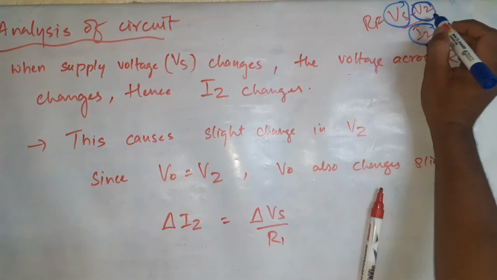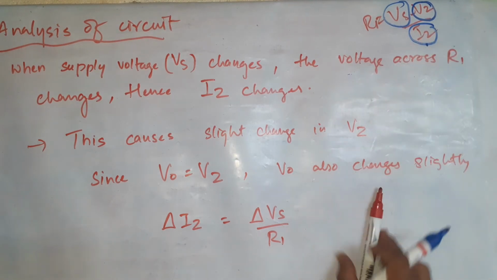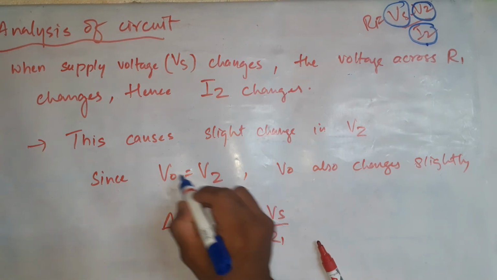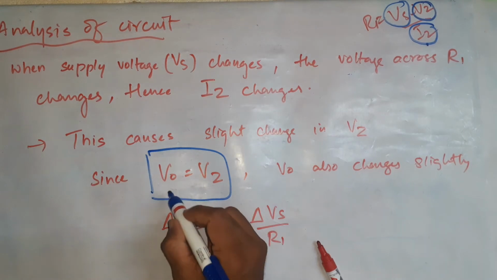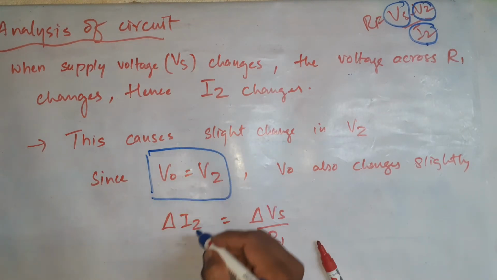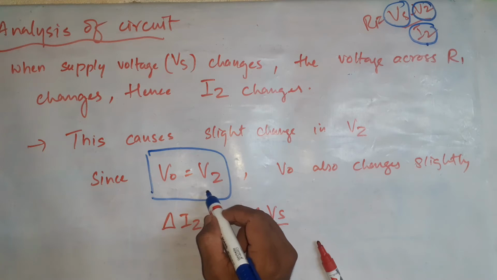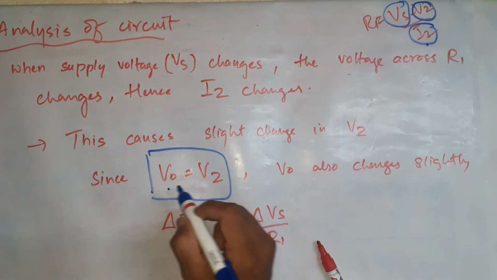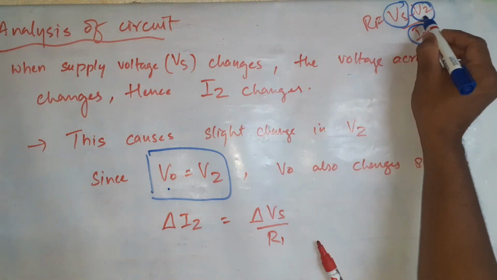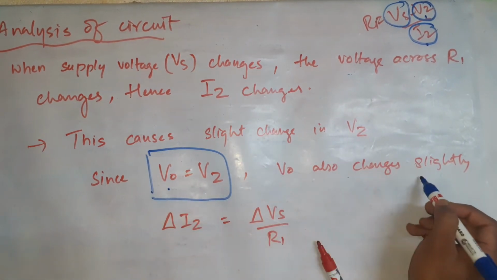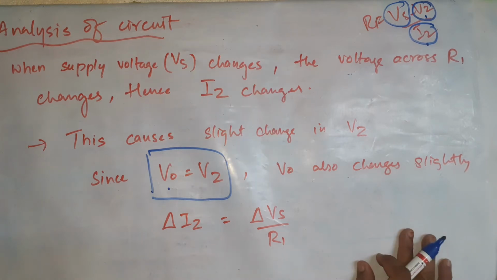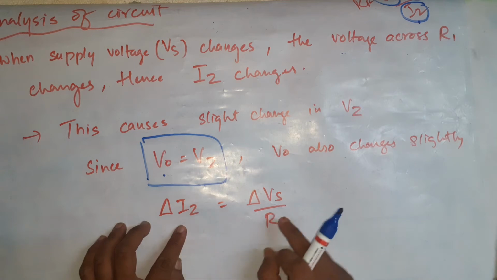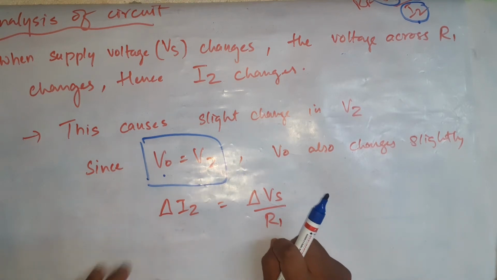Now you understood that Vz varies. We also have a statement here: since V0 is equal to Vz, remember from where I have written this? Yeah, from the beginning. We know that the voltage across the Zener is nothing but the output voltage. So if Vz changes, V0 also changes slightly. Now, how is that change given? The change in Iz is given as the change in Vs divided by R1, right?